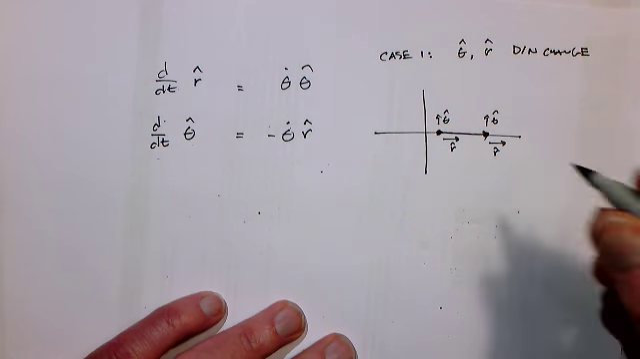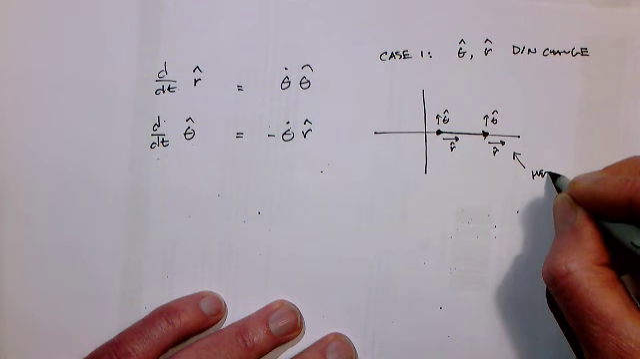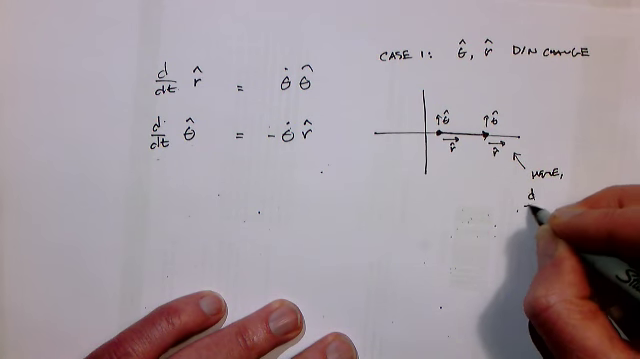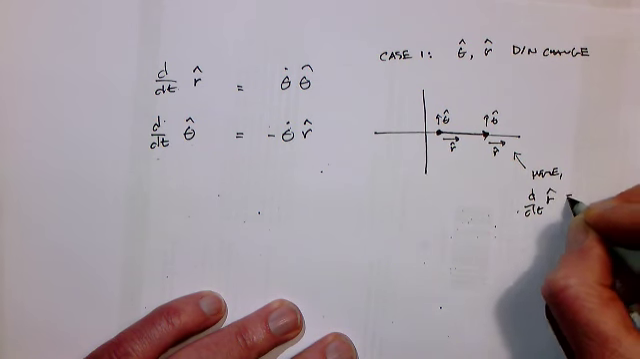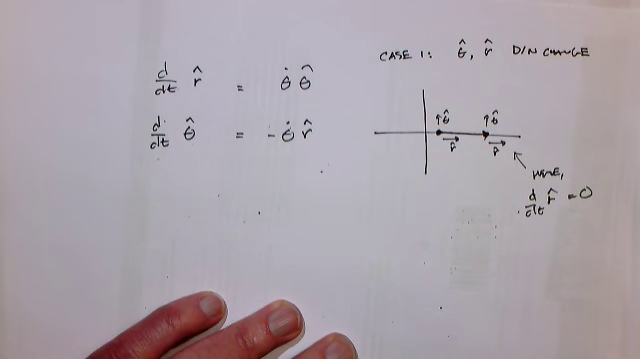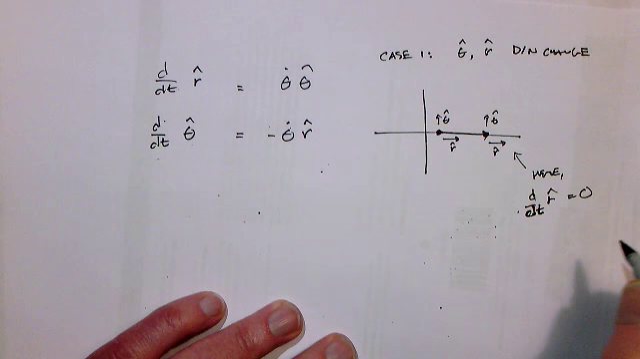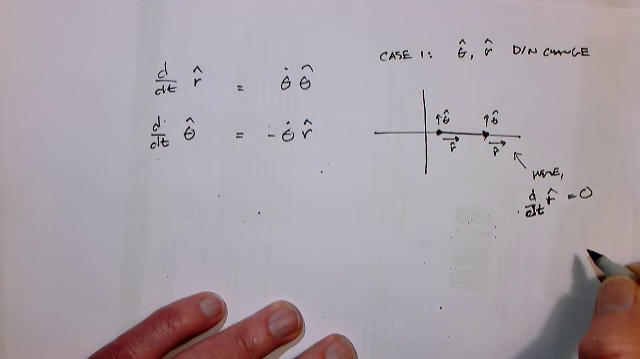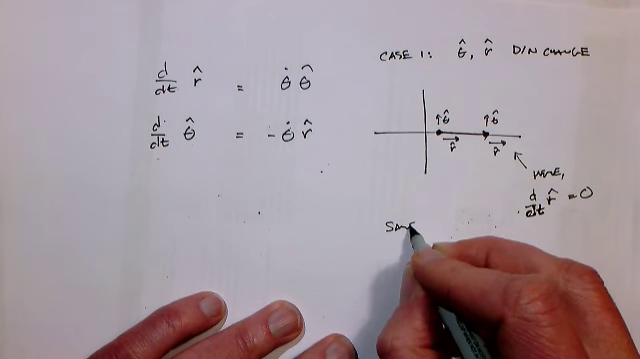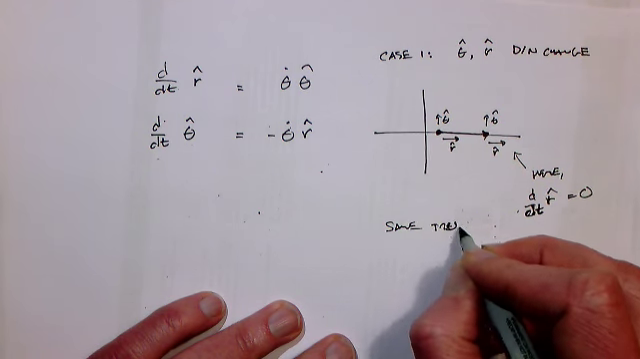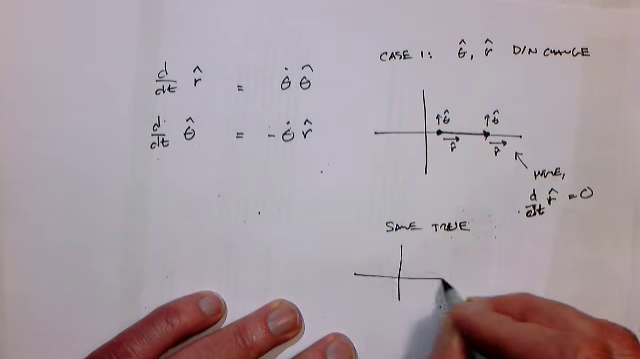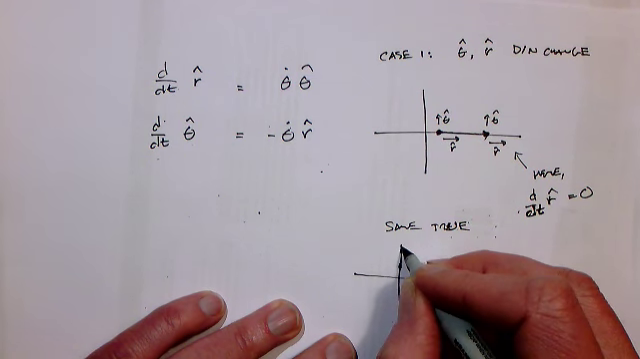So you would say for this case, d by dt of r hat is 0, and the reason it's 0 is because it's not changing. So the motion is such that r hat is not changing, right? Same would actually be true for motion when I'm moving along the y-axis, right?